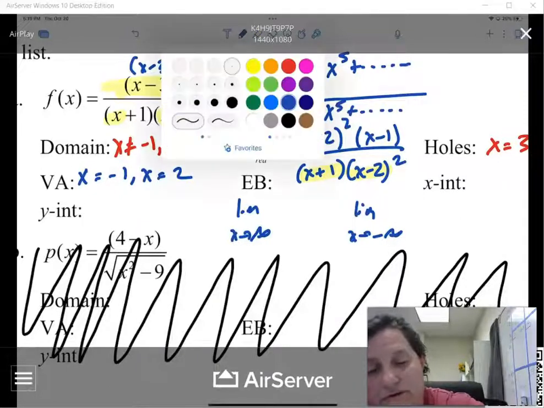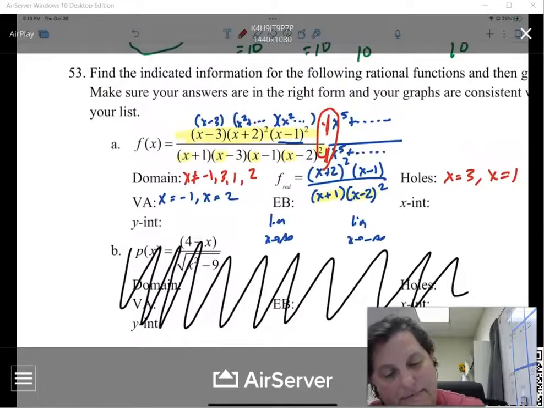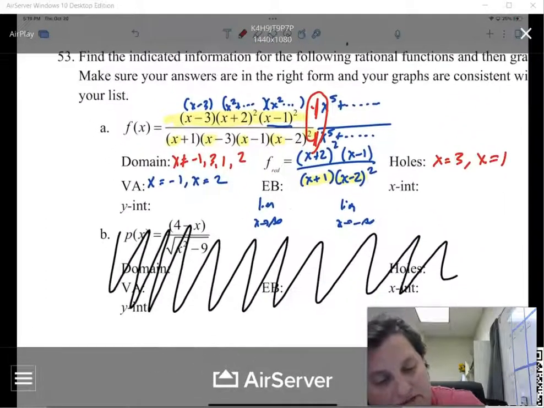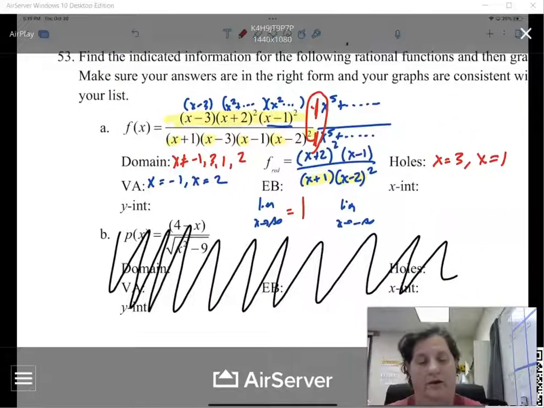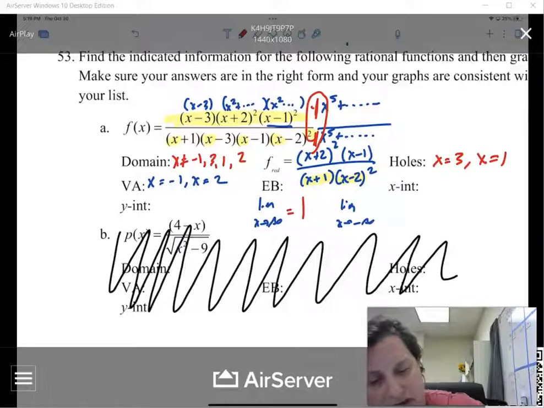So remember, when the degree of the top and bottom are the same, we're going to use the coefficients. Okay? So as x approaches infinity, I get 1 over 1. So that's the end behavior on that side. As I approach -infinity, I just need to check the signs. Okay? That's a 1, not a negative. And negative to the 5th is negative. Negative to the 5th is negative. Negative times negative is positive. That also goes to 1.